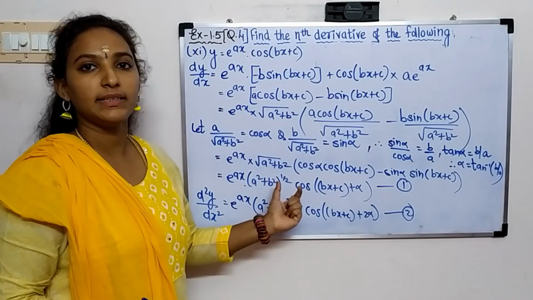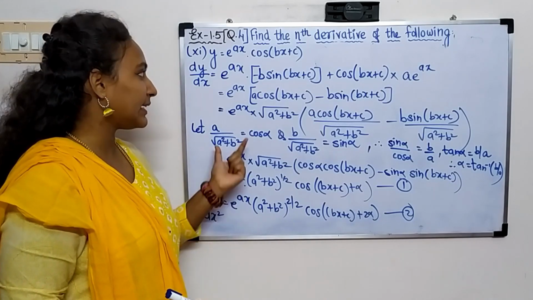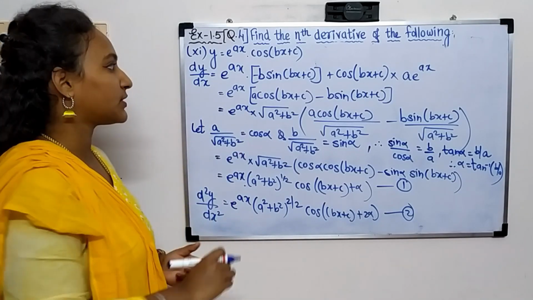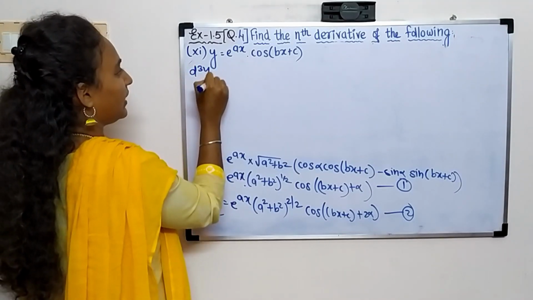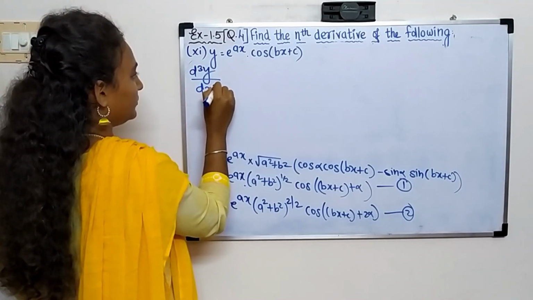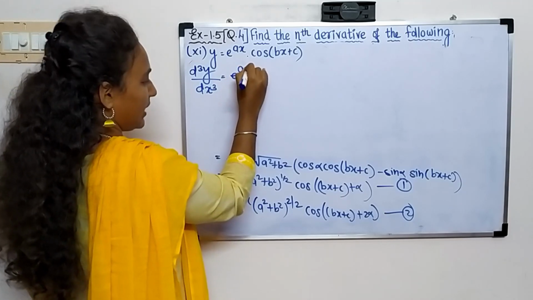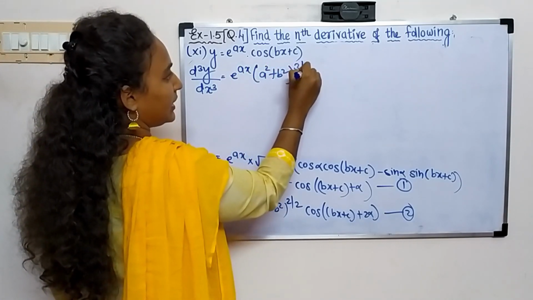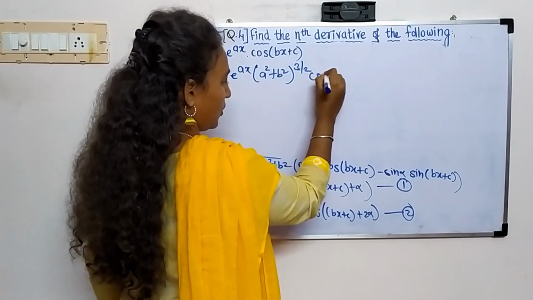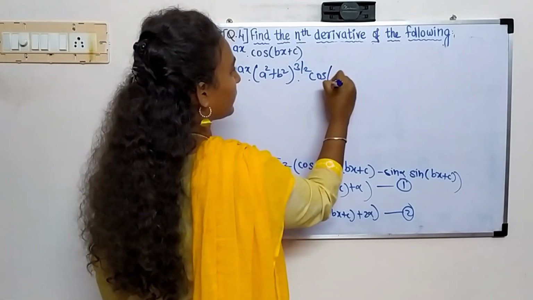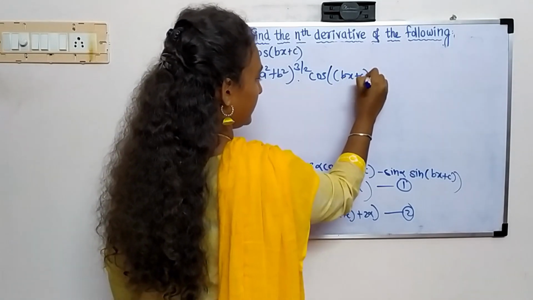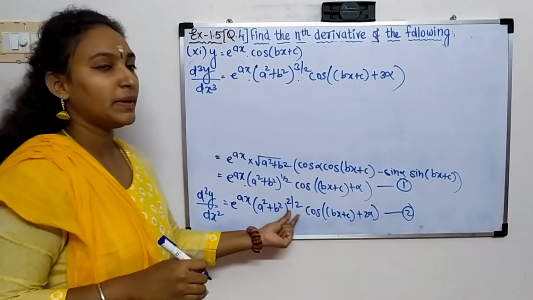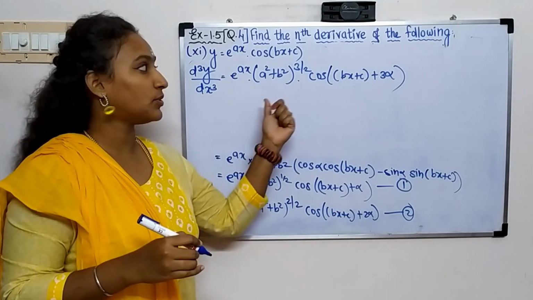So you can solve like this, or you can write directly from dy by dx. Now let us write d cube y upon dx cube. This will be e raised to ax, a square plus b square raised to 3 by 2, cos bx plus c plus 3 alpha. The power will go on increasing from 1 to n.